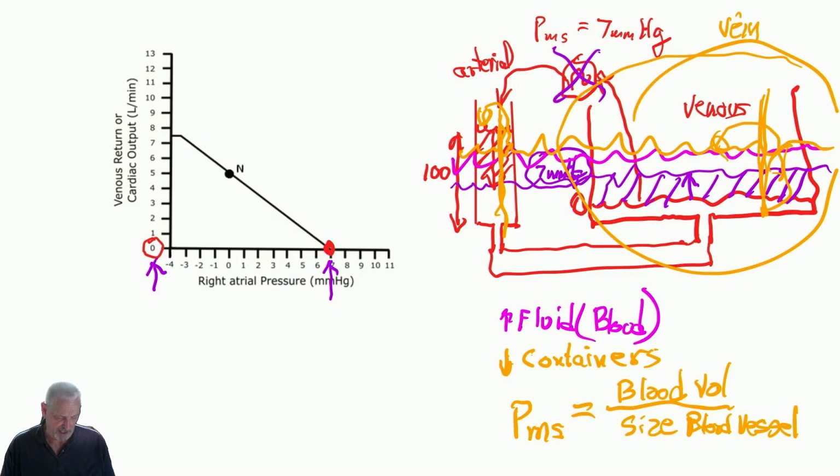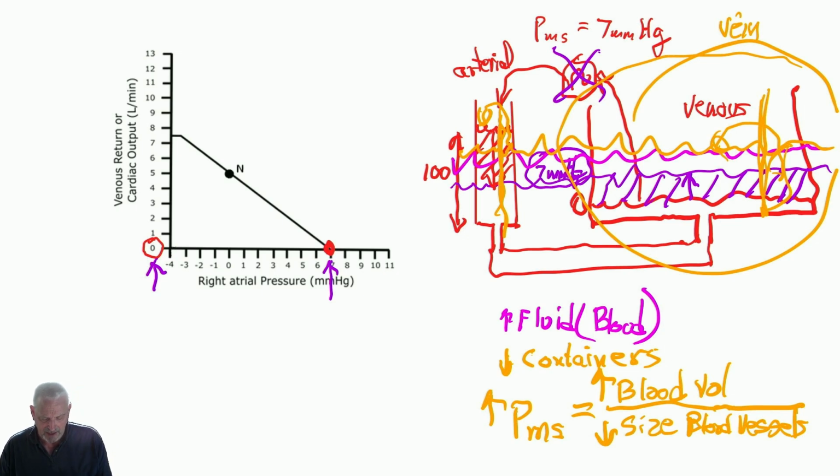And there are two ways to increase mean systemic filling pressure. One of them is to increase the amount of volume in the patient. And the other, because you're dividing by a smaller number, is to decrease the size of the blood vessels. Both of those will tend to increase mean systemic filling pressure. And conversely, mean systemic filling pressure will decrease if you lose blood volume or if you increase the size of the veins.